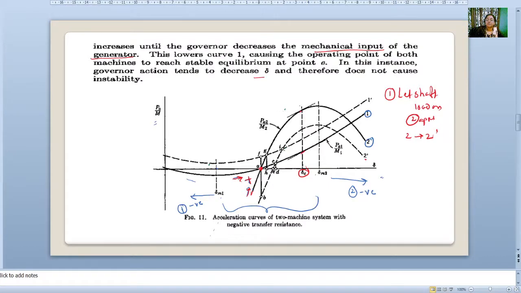After application of the load, the characteristic lowers from 2 to 2 dash, and because of this we have an initial retardation AB. Listen carefully, this retardation AB causes del to increase. If del increases, what does that mean?